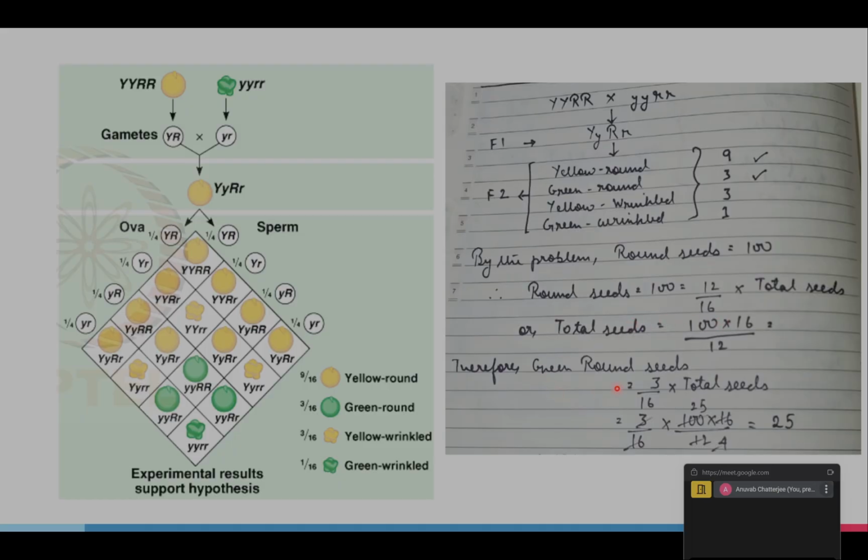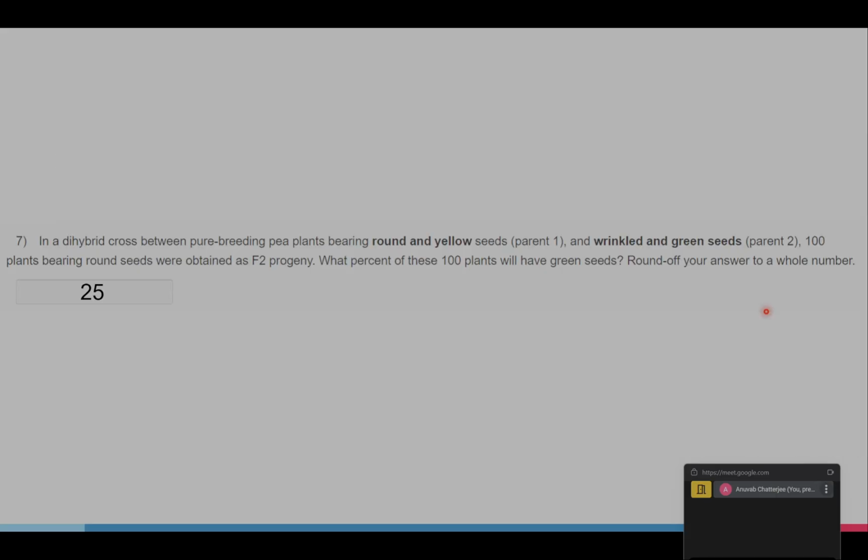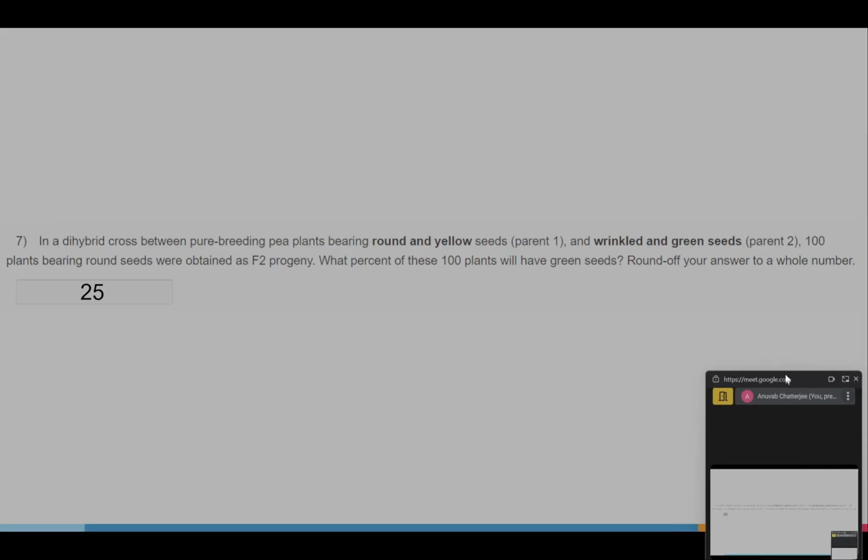We need green round seeds. So green round seeds is 3 is to 16. That is the ratio of the total seeds. So 3 by 16 into total seeds, this is what we plug in here, and just calculating gives us 25. So the number of green round seeds that we have is going to be 25. This is the entire calculation. You have to do all of this to finally answer the question.